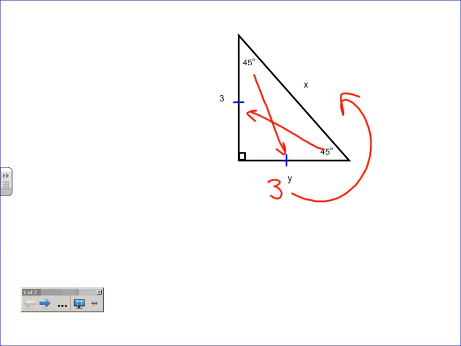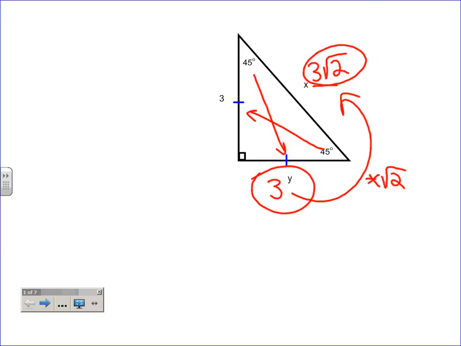And what does it tell you to do on your cheat sheet? Multiply by the square root of 2. Does everybody see where that is on your cheat sheet? Which in other words mean this side must be 3 square root of 2. Questions on that?